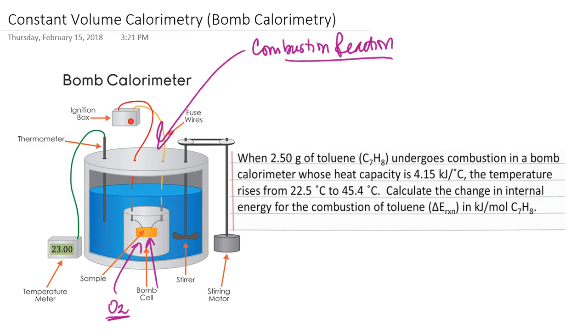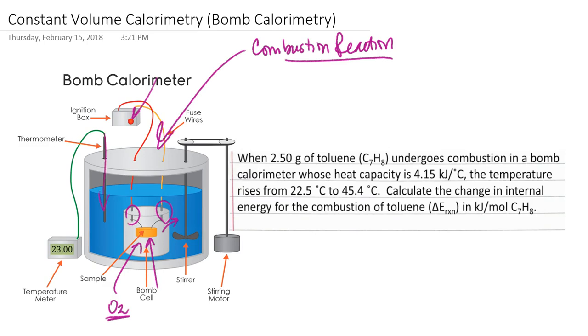Then you're going to place that whole thing inside this tank of water, and you're going to plug in these electrical leads, and when you're ready, you push this button, and basically a spark will actually ignite inside the bomb, causing the oxygen to ignite and the combustion reaction to proceed. Any heat that's evolved from the combustion would then travel from the bomb to the surrounding water, and you're going to measure the temperature change of the water.